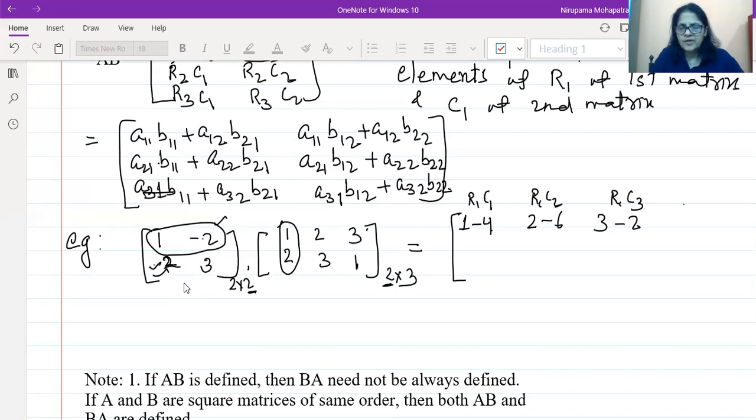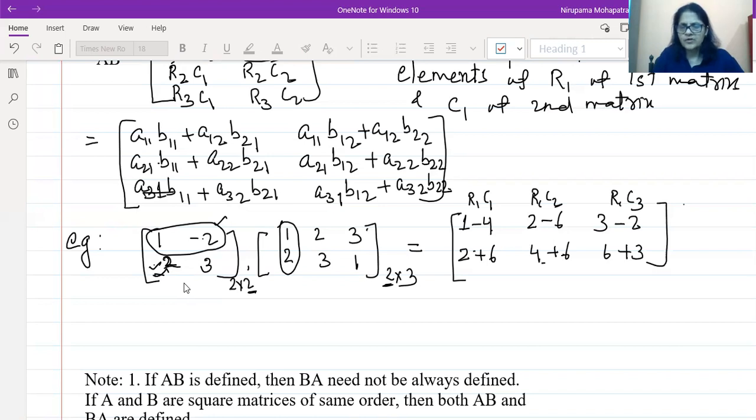The second row, first column: 2 into 1, 2, then 3 into 2, 6. Sum of the products, then it is 4 plus 6. Then 2 into 3, 3 into 1. Like this, R1, C1, R1, C2, R1, C3, R2, C1, R2, C2, R2, C3.